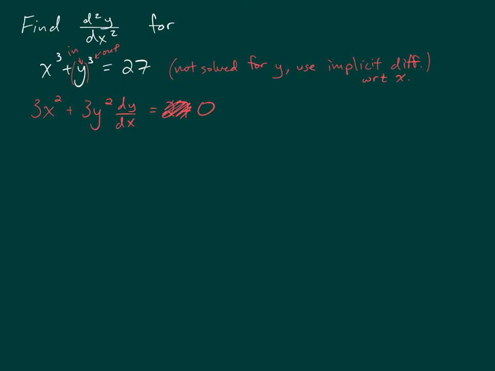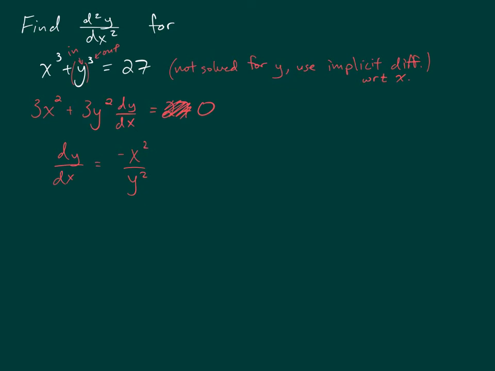So from here, we can solve for dy dx. This is the derivative right here. So if I subtract 3x squared from both sides and divide everything by 3y squared, you'll get that dy dx is negative x squared over y squared. The 3's will cancel. Okay, cool. So we have dy dx, but we do not have this yet. We need the second derivative.